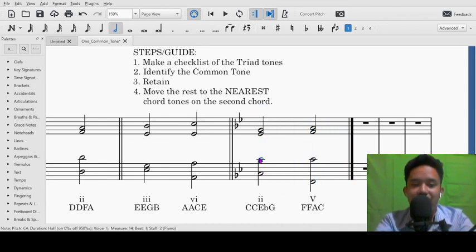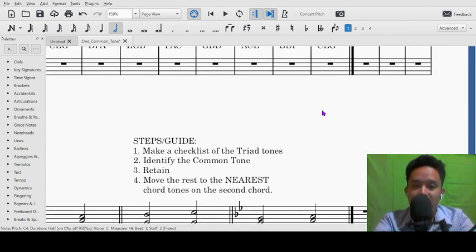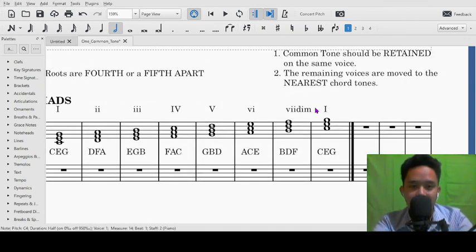Then you're already done connecting triads with one common tone. And that concludes my lesson for one common tone triads. Thank you.